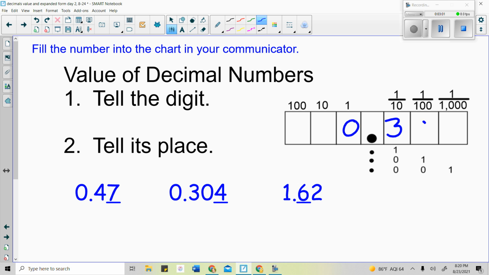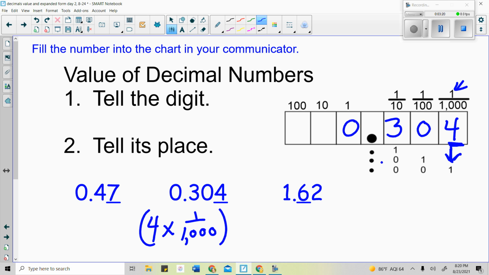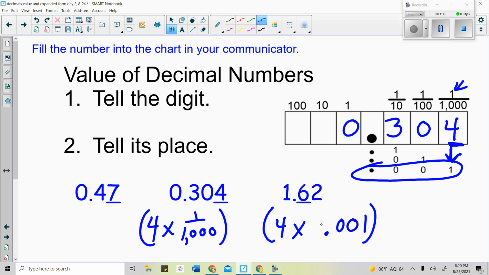So 304. If I underline the 4, I would say, okay, the 4 is in, look on the top, it is in the thousandths place. So 4 times the thousandths place, that's the fractional form. Now I'm going to look below on my chart, and this is going to give me my decimal form. So 4 times 0.001. And remember, I probably want to put a 0 in my ones place. That's how you'll see it on any test. It'll have a 0 in the ones place.